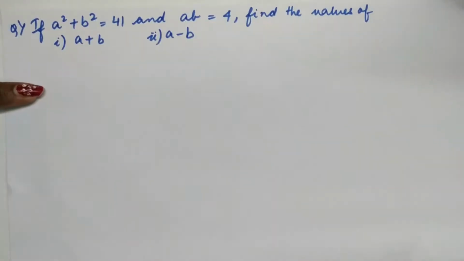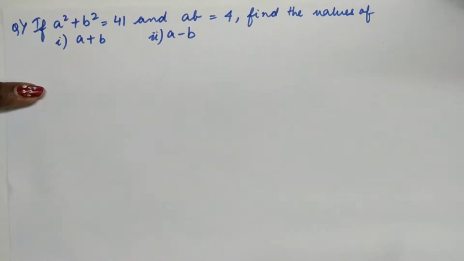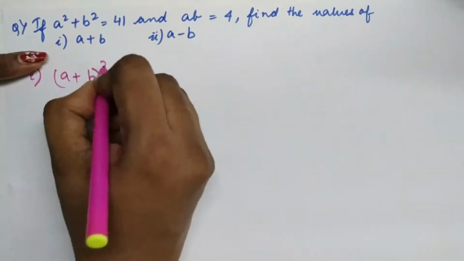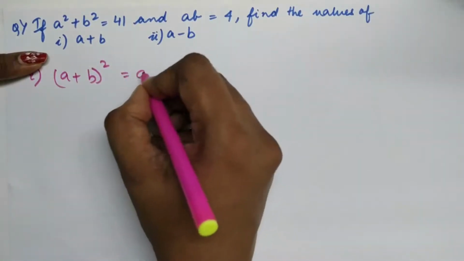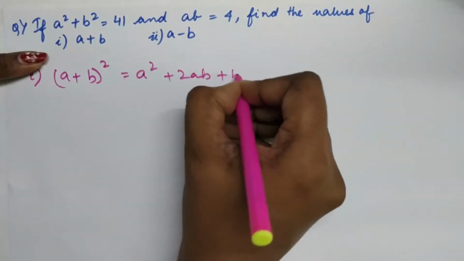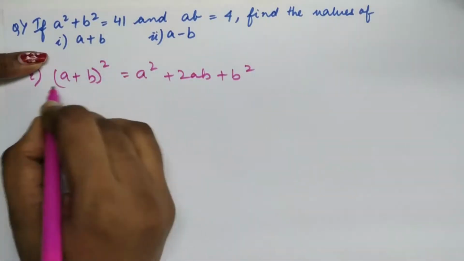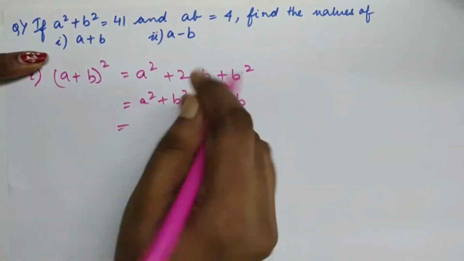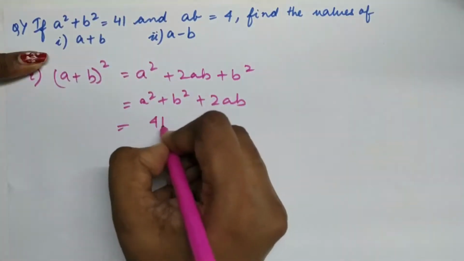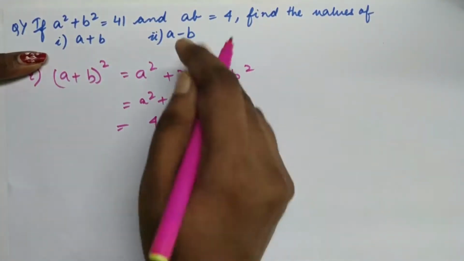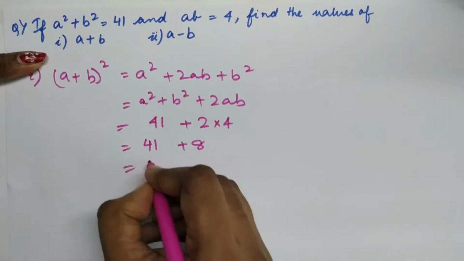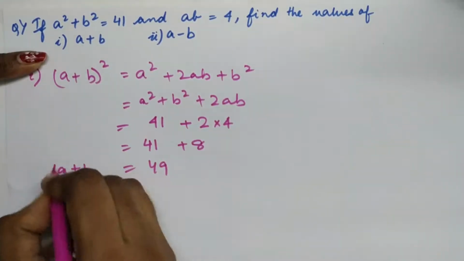Now this is another question. A square plus b square value is known to us, 41, and ab is 4. We have to find a plus b. Again, if we go at it the other way, we know the identity: a plus b whole square will give me a square plus 2ab plus b square. Now you know this identity, and you have to find this value. So again rearrange the terms so that you can put the values easily. A square plus b square is given to us as 41, plus 2 into ab. ab is 4, so 41 plus 8, that is 49. So that is a plus b whole square.